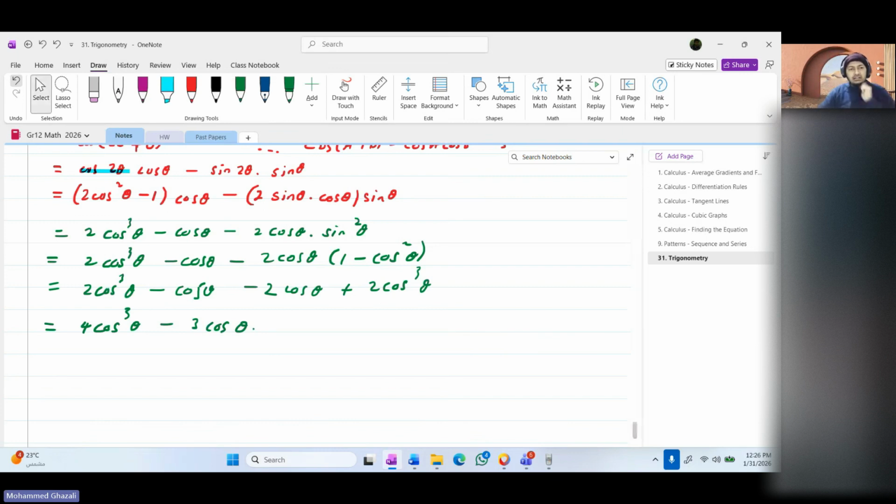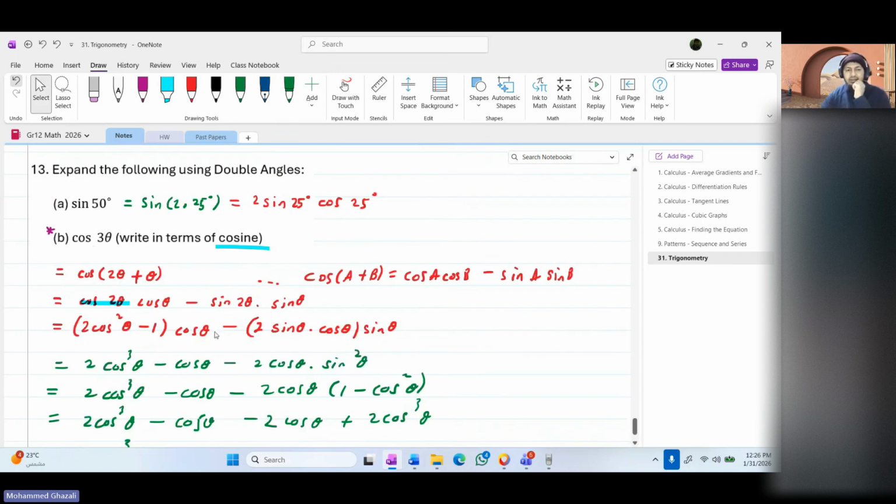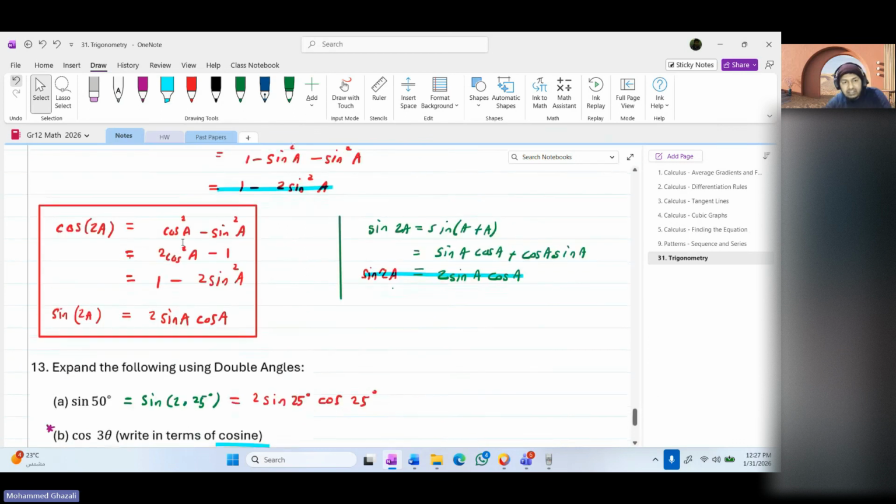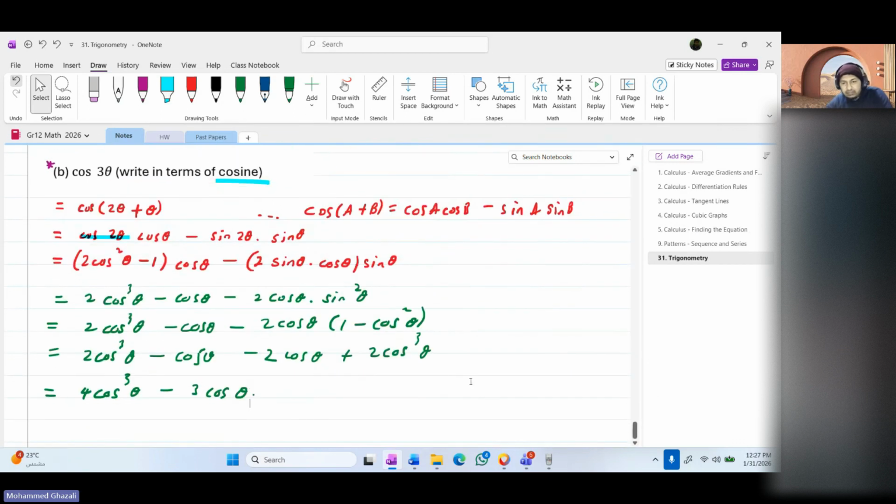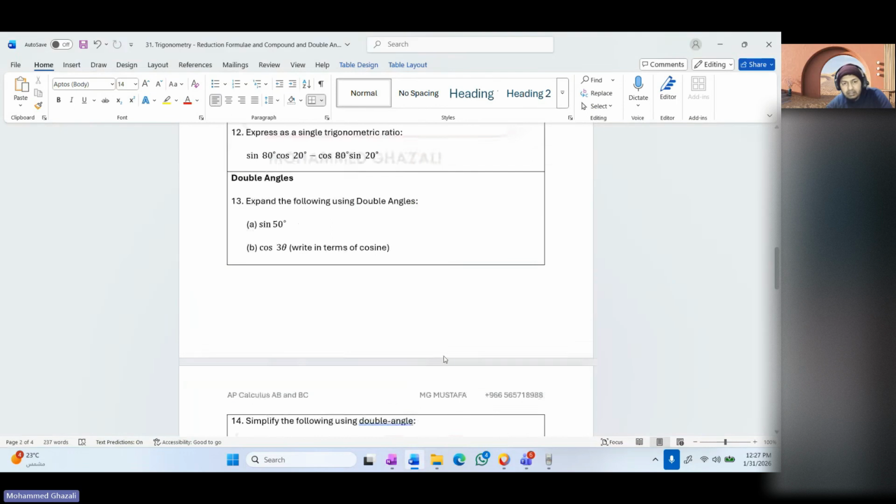We use double angle and compound angle in this example. We kind of mixed both, because cos 3 theta can't be written as a double angle. It can be written as a double angle plus a single angle, 2 theta plus theta. We've got to use the compound angle first and then apply the double angle technique using any one of these formulas to expand everything. So I hope that made sense.